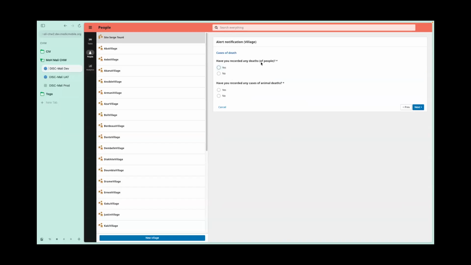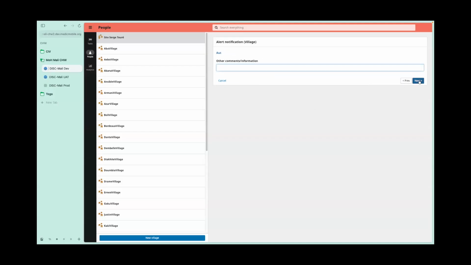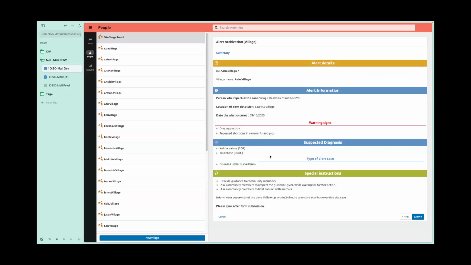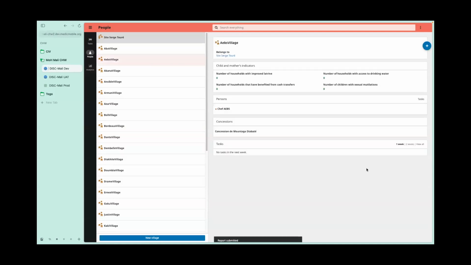How many people, was there any death? Let's say no. Was there any animal death? Let's say yes, there were two animals that were deceased. And what are the corrective actions? It's intensify the surveillance. Next, any comments? No. And as usual, you have the summary, what happened, the signs, and based on those two signs, the suspected diagnosis is animal rabies and brucellosis, and it's also a disease under surveillance. So I'm going to submit it.